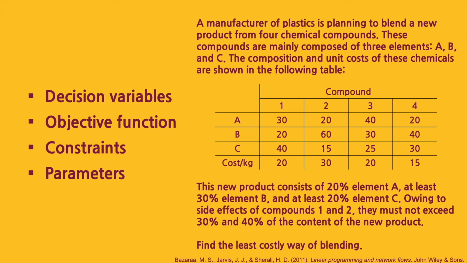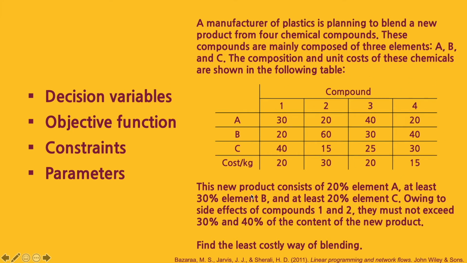Let's take a look at this example. A manufacturer of plastics is planning to blend a new product from 4 chemical compounds. These compounds are mainly composed of 3 elements A, B, C. The composition and unit costs of these chemicals are shown in the following table like this. So these are the data that we have right now.